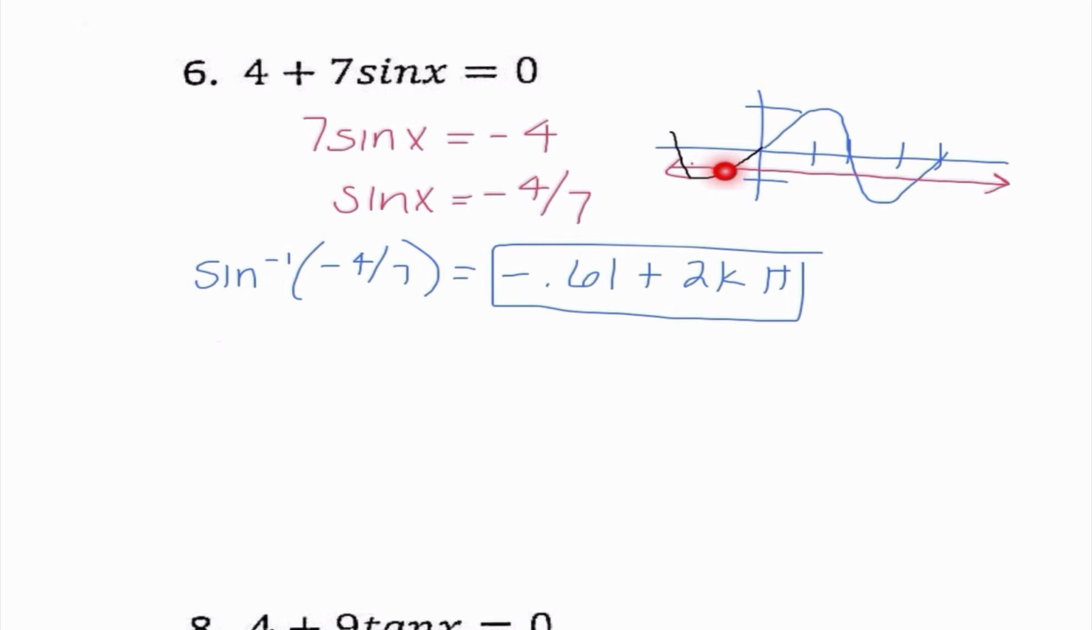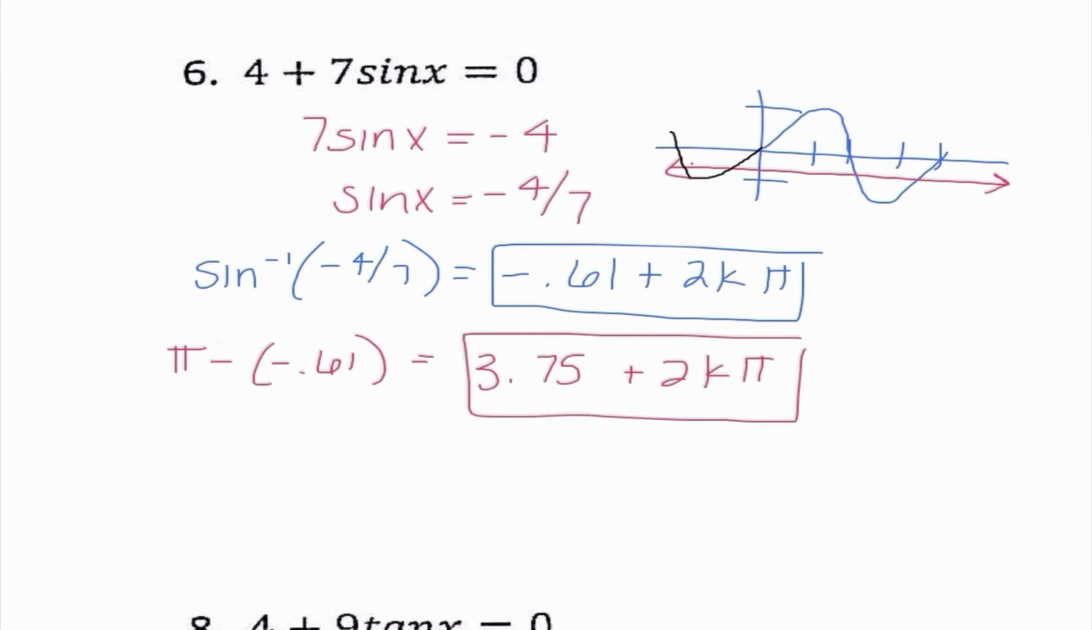So in order to find my second answer, since it's sine, I'm going to do pi minus negative 0.61, because I'm doing pi minus my first answer. And I end up getting 3.75 as my other answer.